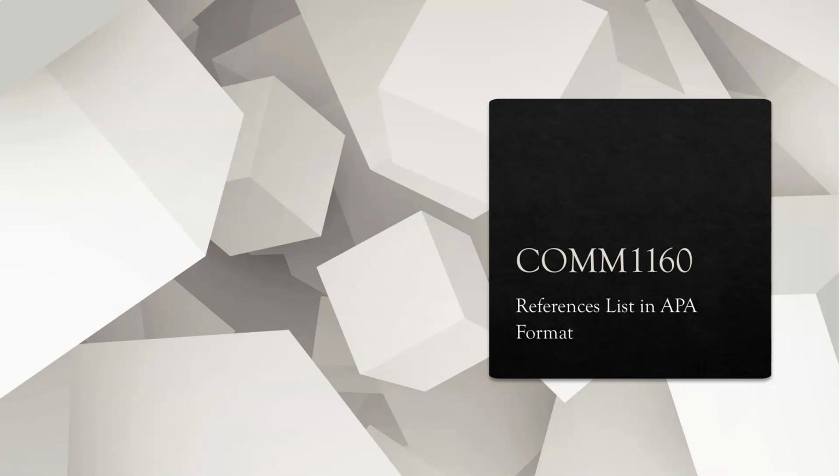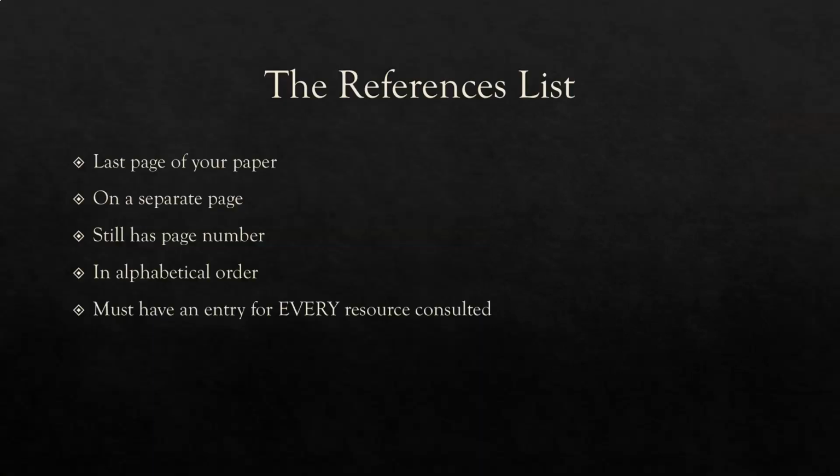This will be a bit of a longer video because we're going to be going over the references list in APA format. So before we get started with the details, let's just talk about the references list in general. The references list appears on the last page of your paper. So whatever assignment or essay or piece of writing that you're working on, the references page always comes at the end. It should be produced on a separate page, and it still has the page number. It needs to have an entry for every resource that you've consulted in creating your assignment or your essay, and those resources need to appear in alphabetical order.